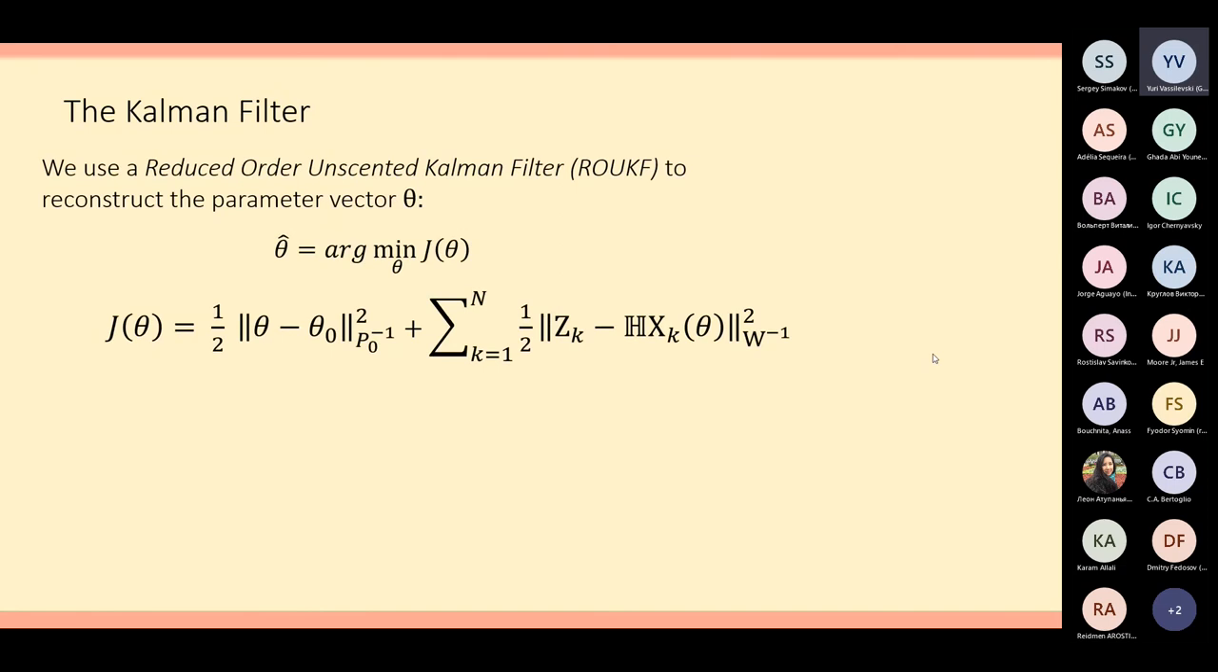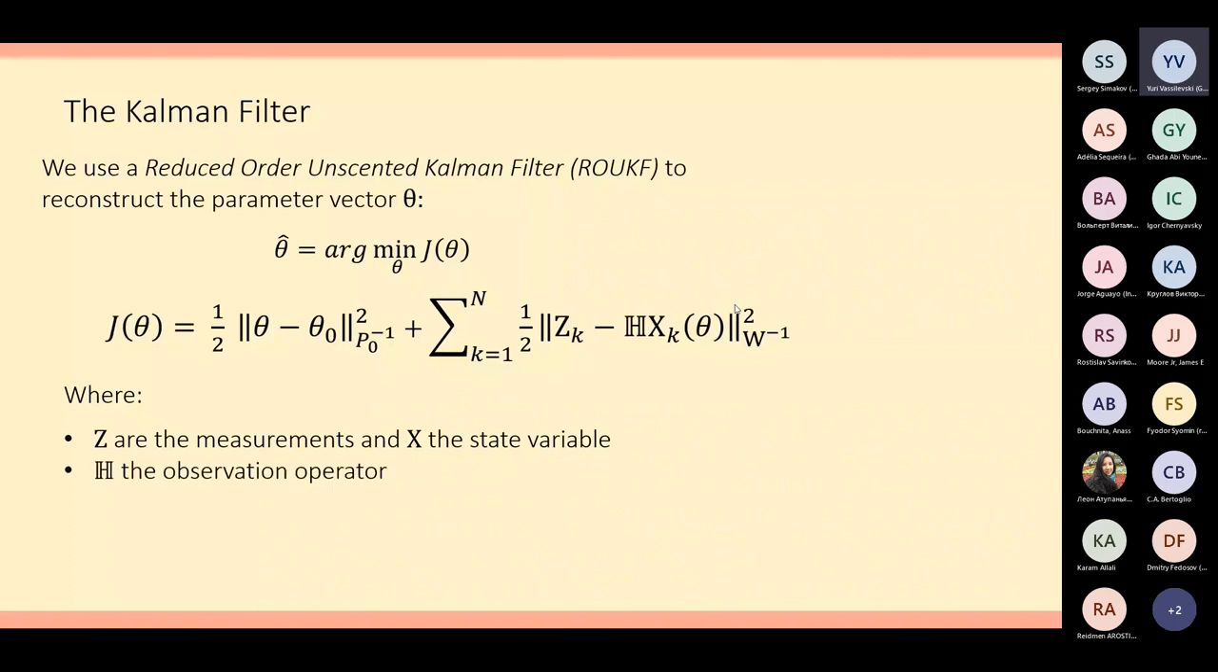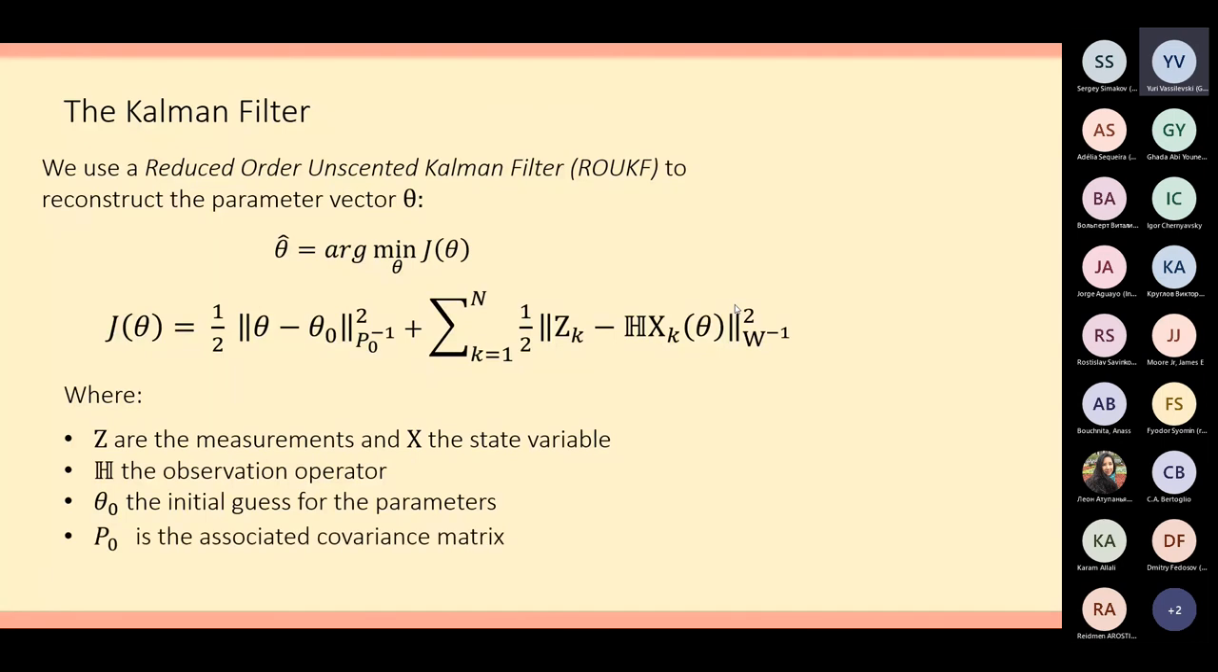We have first here our regularization term, and the other term is a data fidelity term, where C are the measurements, X is the state variable of the model, H is the observation operator that I told you about before, which creates the measurements, and theta zero is the initial guess for the parameters. P zero and W are the covariance matrices associated with the parameters and the measurement noise.